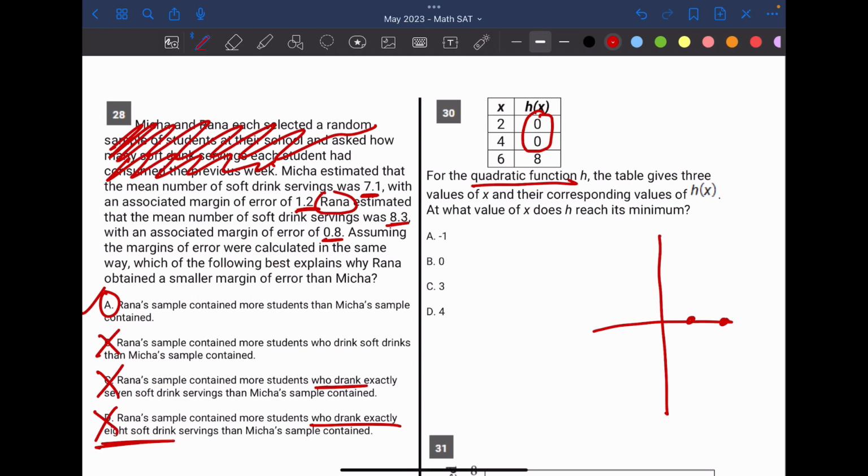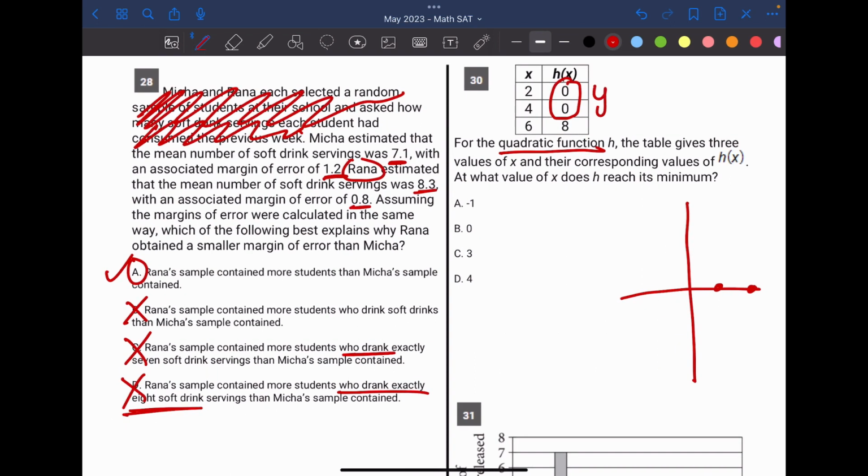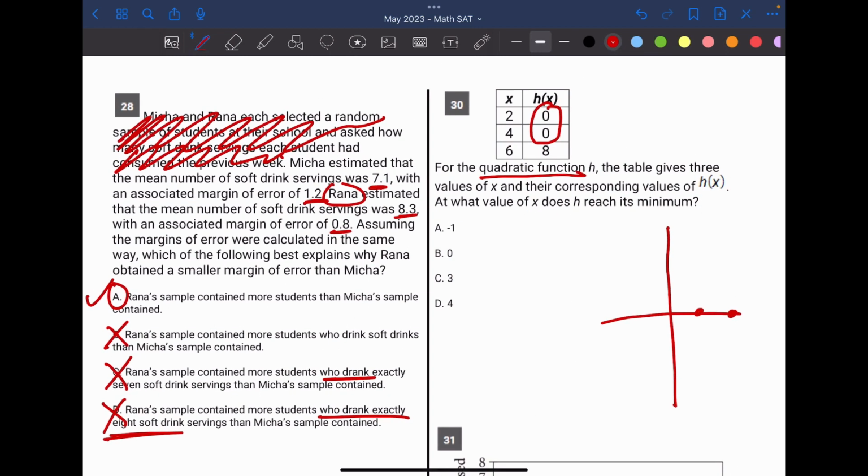So this is all we know for now, because the y values over here are 0. So these are the x-intercepts. And then we know that this point exists. So 6, 8 is over, let's say, here. That means if you connect all these dots, we know it's going to be opening upwards. So the minimum is going to be over here. So let's find that now.